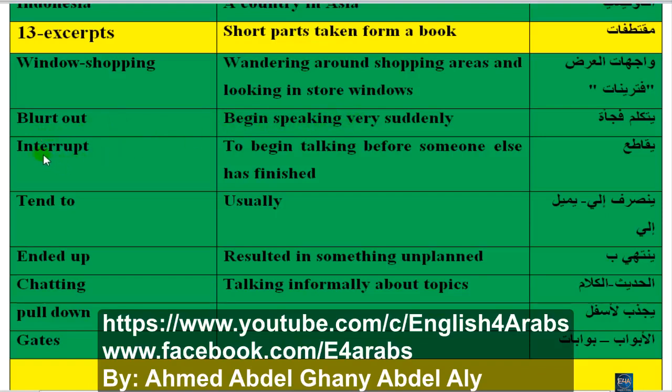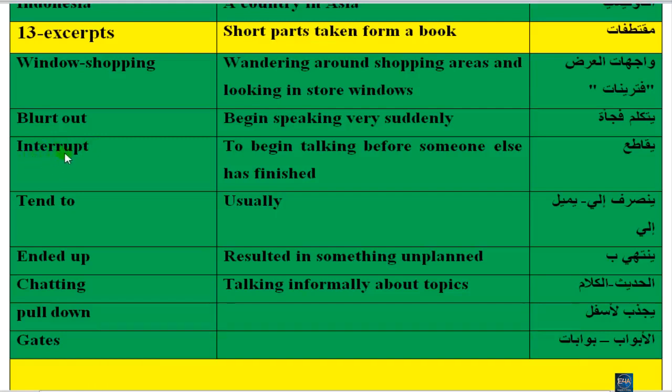Interrupt. Also, some Americans say this word interrupt. Interrupt. To begin talking before someone else has finished. To begin talking. Talking, and also can say talking. We have ing at the end of the word, so we make sometimes the g silent, like talking, doing, and speaking. So say speaking, talking, doing, instead of saying speaking, doing, talking. So say talking, doing, speaking. Interrupt, to begin talking before someone else has finished.